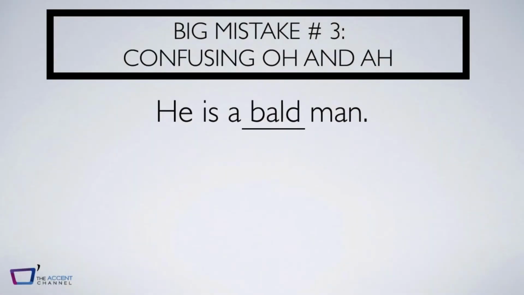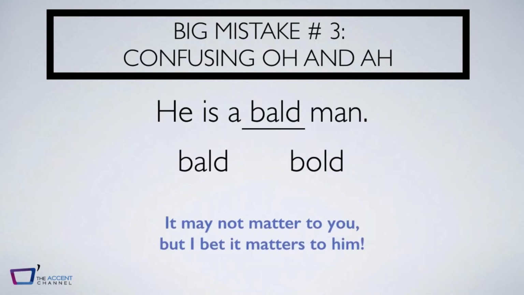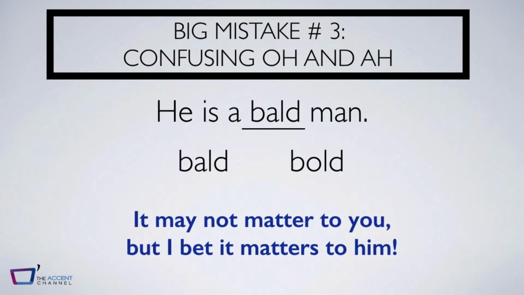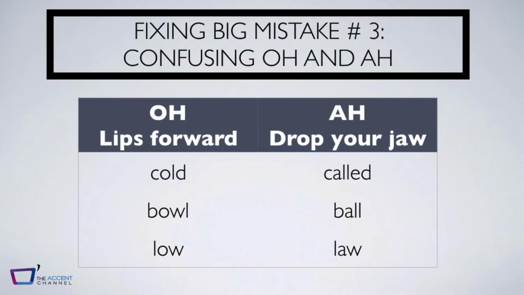Say this sentence out loud. I'll give you a moment. Did you say bald man, or did it sound like bold man? Try again. If you said bold, you tend to confuse the vowel O and the vowel ah. Here's how we fix it. When you pronounce O, your lips need to push forward. When you pronounce ah, you need to drop your jaw. Try that in these words.